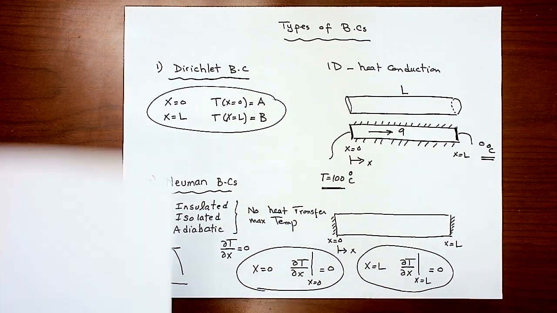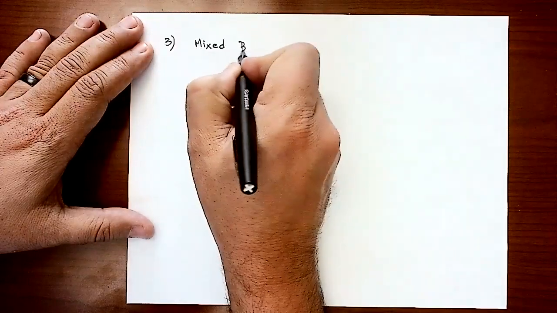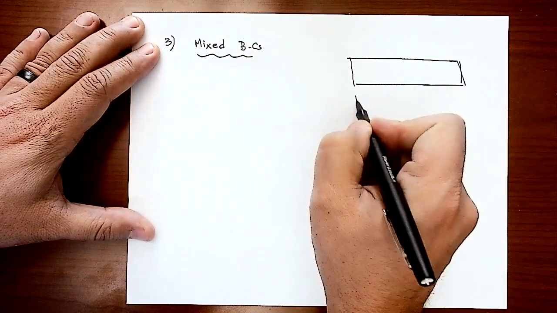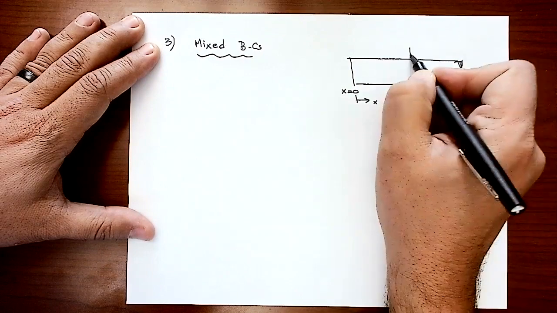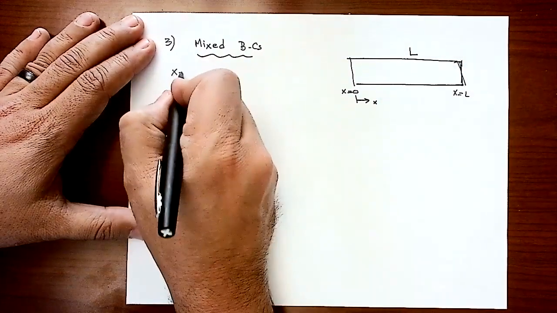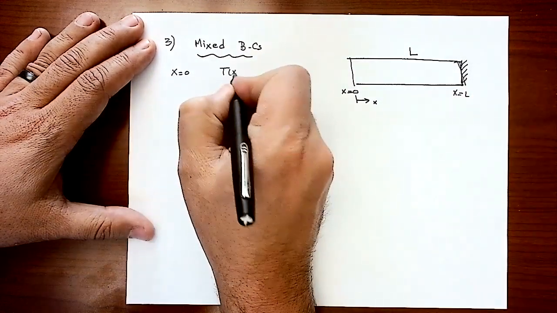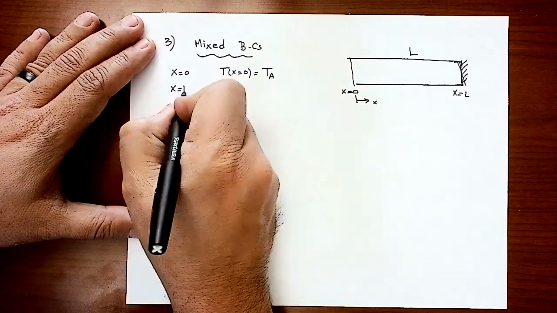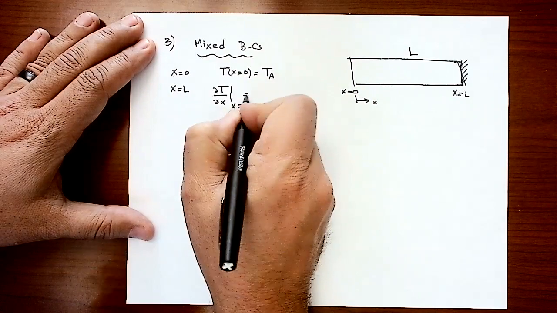So type 3, or the third type of boundary conditions, mixed boundary conditions. In this case, I'll give you the one-dimensional example again. This is my x-axis. X equals 0, the left boundary. X equals L, this is the right boundary if the length is L. So what you're going to do is tell me, okay, at x equals 0, T has a value of TA, but at x equals L, partial T by partial x is equal to 0.